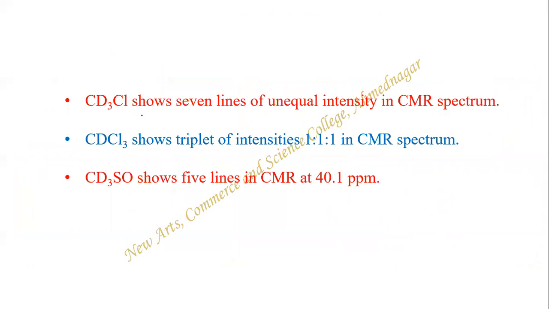CD3Cl, that is deuterated methyl chloride, shows 7 lines of unequal intensity in the CMR spectrum, while CDCl3, that is deuterated chloroform, shows a triplet of intensities 1:1:1 in the CMR spectrum. And this is deuterated dimethyl sulfoxide, DMSO D6. It shows 5 lines in the CMR spectrum at 40.1 ppm. Such types of questions are asked in your university question papers.